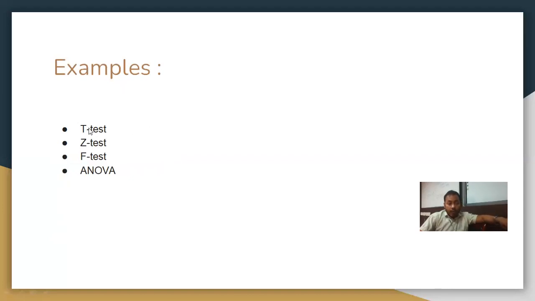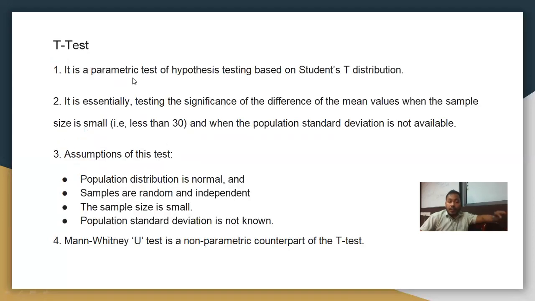Now, from the parametric test, I'm picking this t-test. The t-test is a parametric test of hypothesis testing based on Student's t-distribution, essentially testing the significance of the difference of the mean values when the sample size is small. Remember, where are we applying this t-test? When the sample size is small and when the population standard deviation is not available.